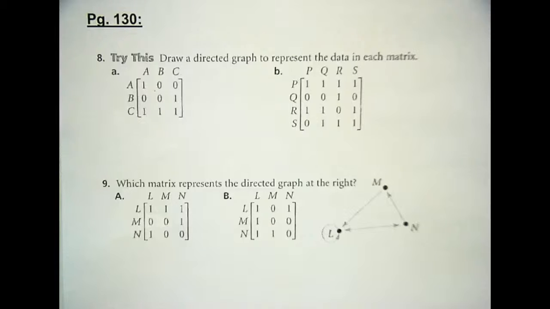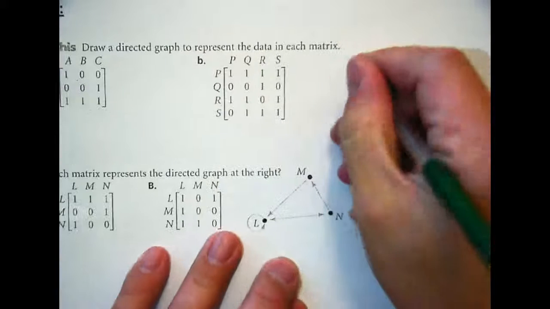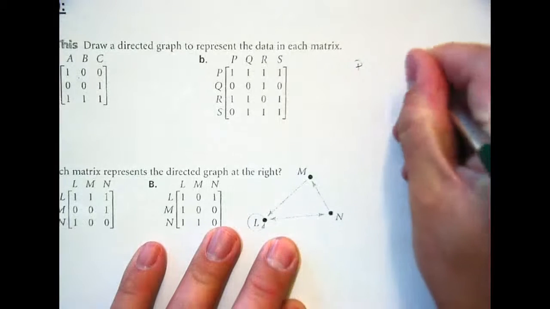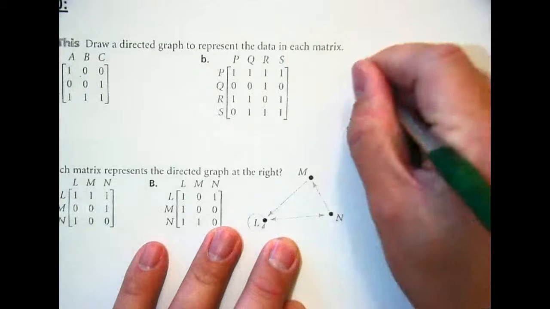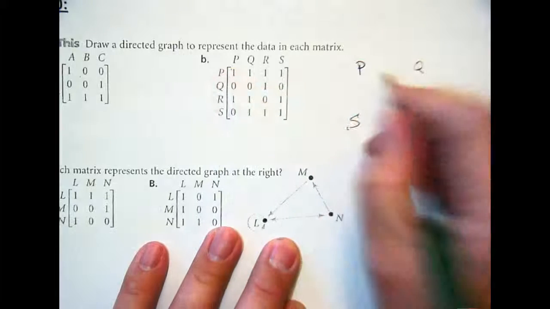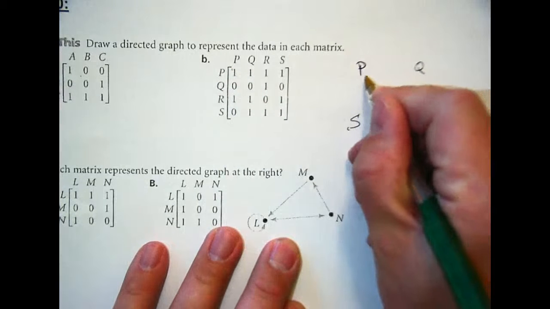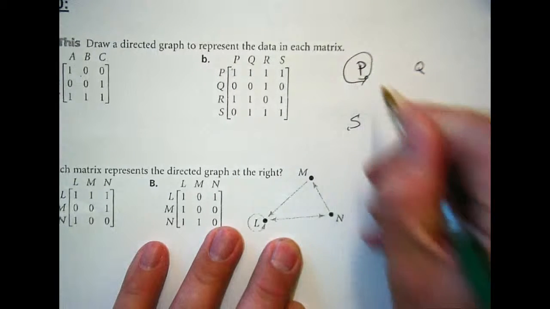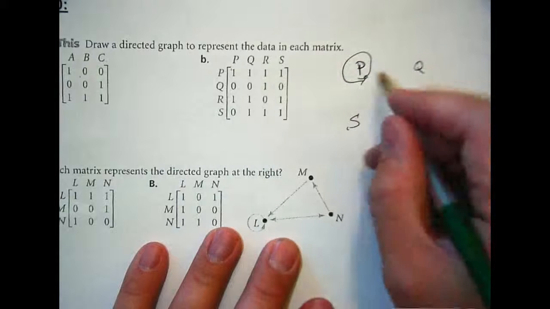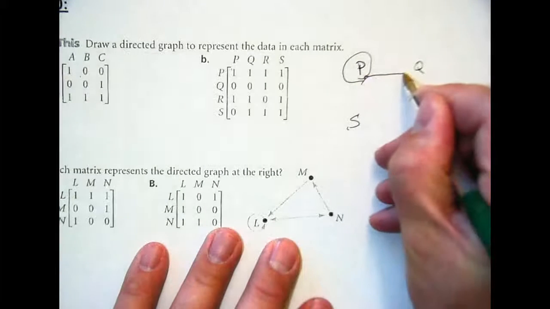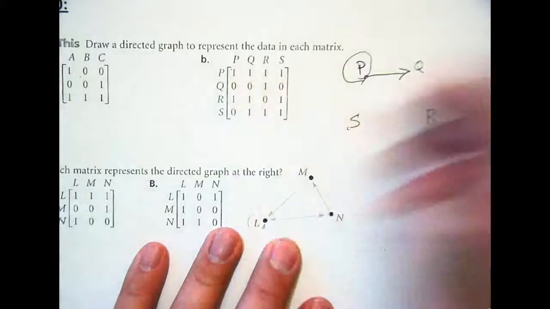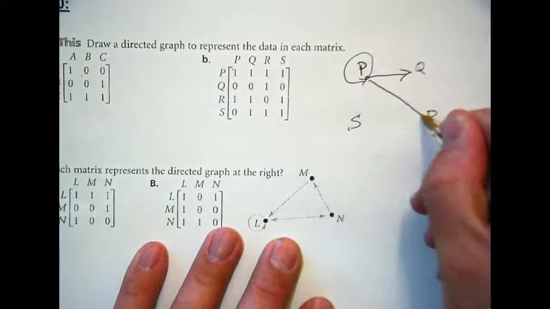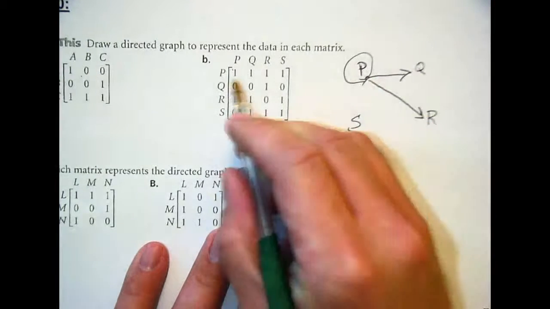All right, letter B. I'm going to do letter B up here. We're going to put P, Q, R, and S. All right, everyone help me out here. So P to P, how do I do that? Circle. Okay? P to Q. Line. Where's the arrow go? Towards the Q. Good. P to R. Okay, and P to S.